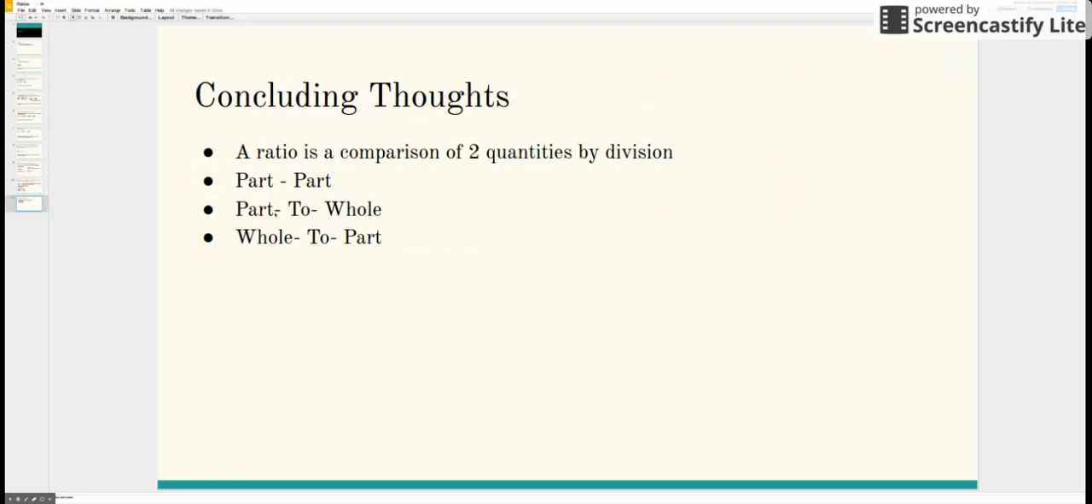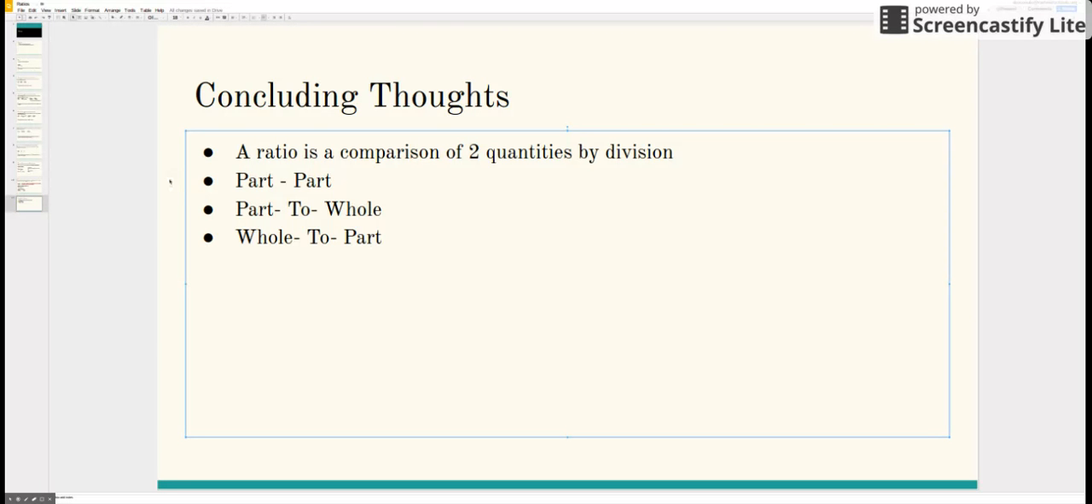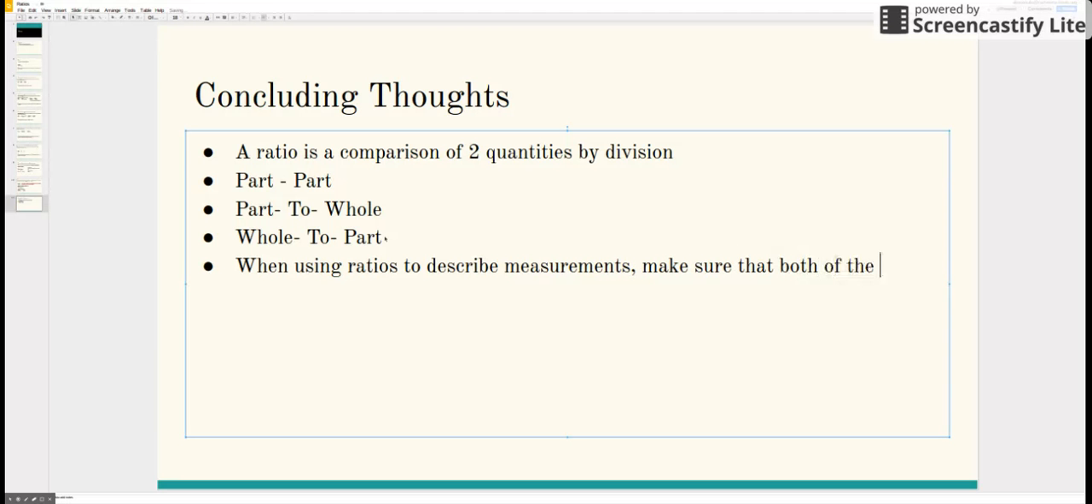Okay, so your concluding thoughts. A ratio is a comparison of two quantities by division. You can have part to part, part to whole, or whole to part. Also, when you're using ratios to describe measurements, make sure that both of the quantities have the same units. All right, and if they don't, just convert one of them so that it does.